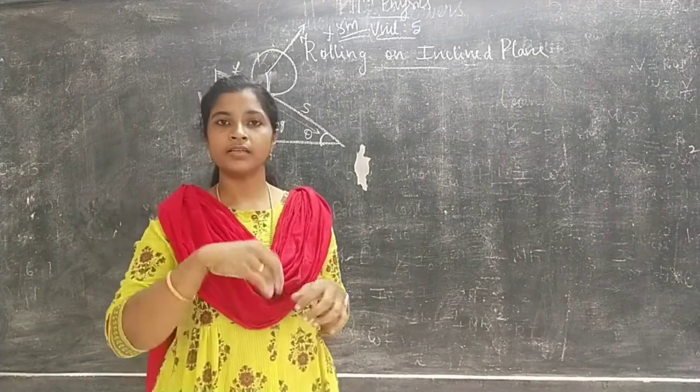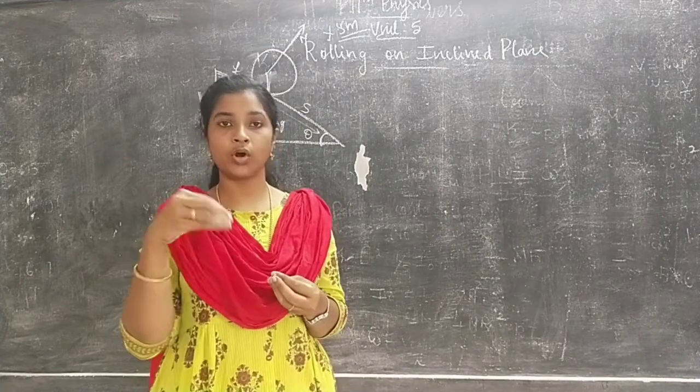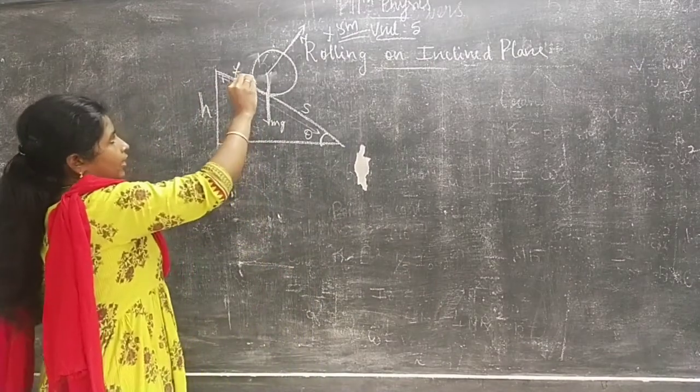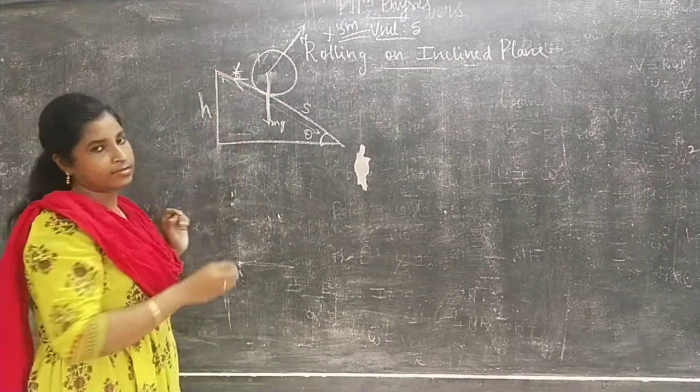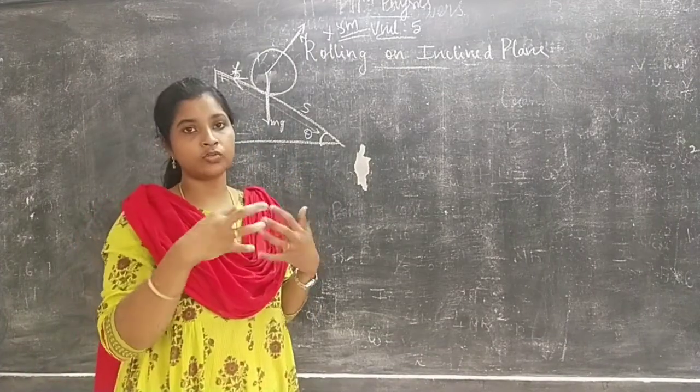When it rolls, it will be slipping. We know that it will slip. So in order to avoid the slipping, a frictional force acts here, which we studied in the last topic. This frictional force will prevent the object from slipping.